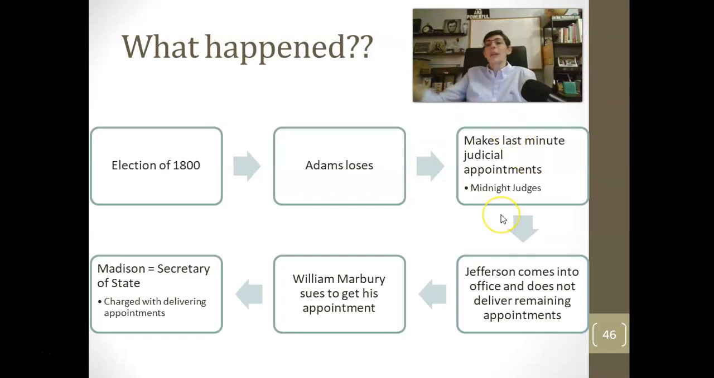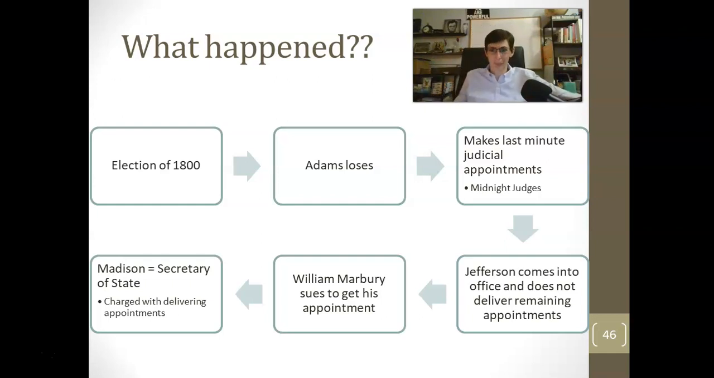So Jefferson comes in, and as president, he selected Madison to be his Secretary of State. Now, the Secretary of State is actually charged, that's their job, to deliver federal appointments, right? So Madison says, dude, Jefferson, what do you want me to do, Mr.